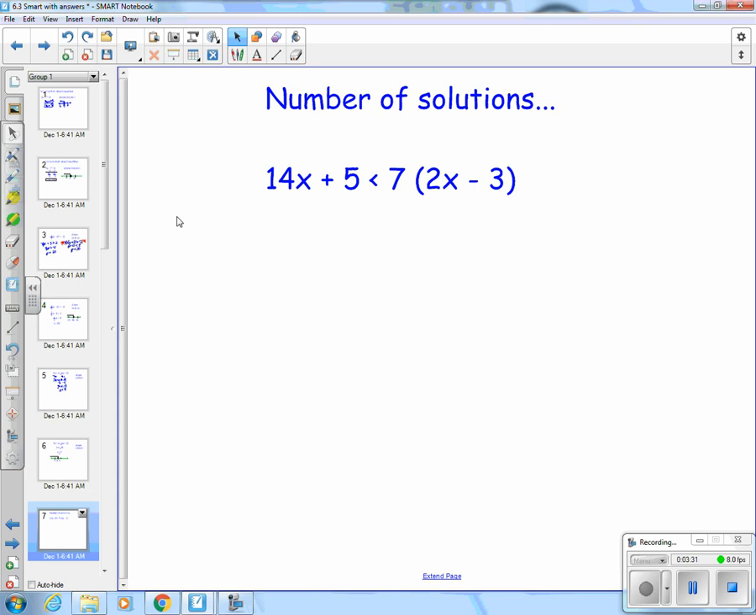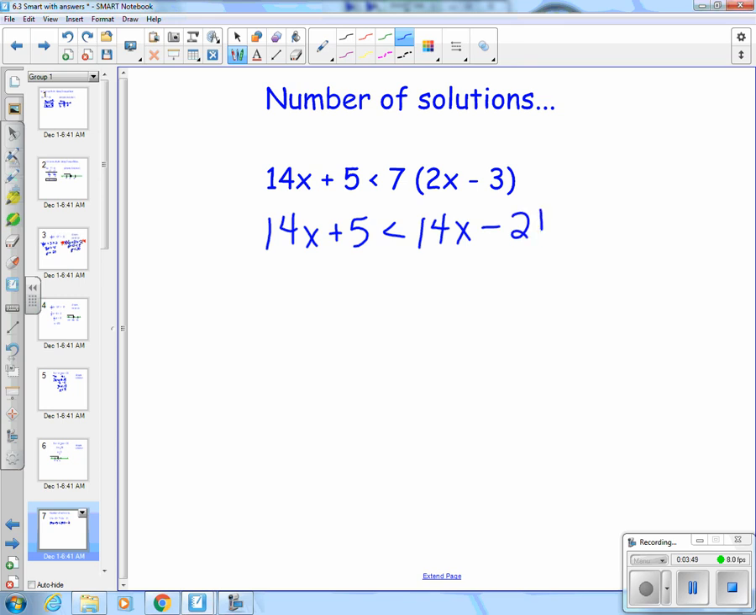If you would start working on this one on your right-hand side, 14x plus 5 less than 7 times 2x minus 3, do your distributive property on the right-hand side. So it will have 14x plus 5 is less than, and then you should have 14x minus 21. If I start moving my variables first, I subtract 14x on both sides, and that means that my variables drop out. And I have 5 is less than a negative 21.